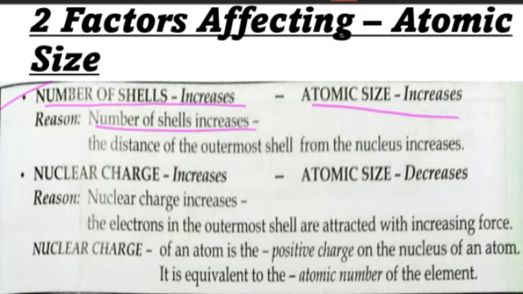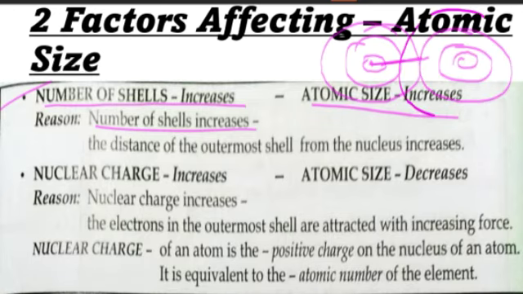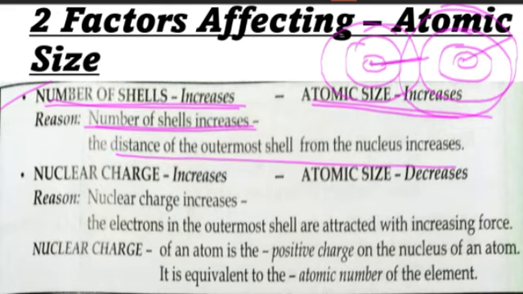Just think practically. Suppose this is the nucleus and suppose there are two shells now. So atomic size is more, right? From the center of the nucleus, the atomic size will be more. And if I take one nucleus and make around 4 shells, from the center of the nucleus the atomic size will be more because the shells are more. So as the number of shells increases, the distance to the outermost shell increases, and the atomic size increases. So the first factor is: as the number of shells increases, atomic size increases.